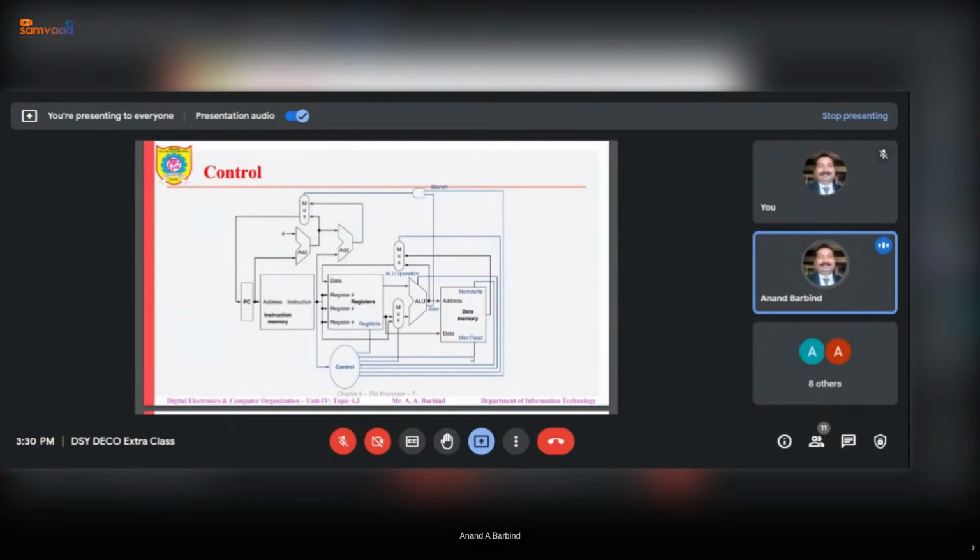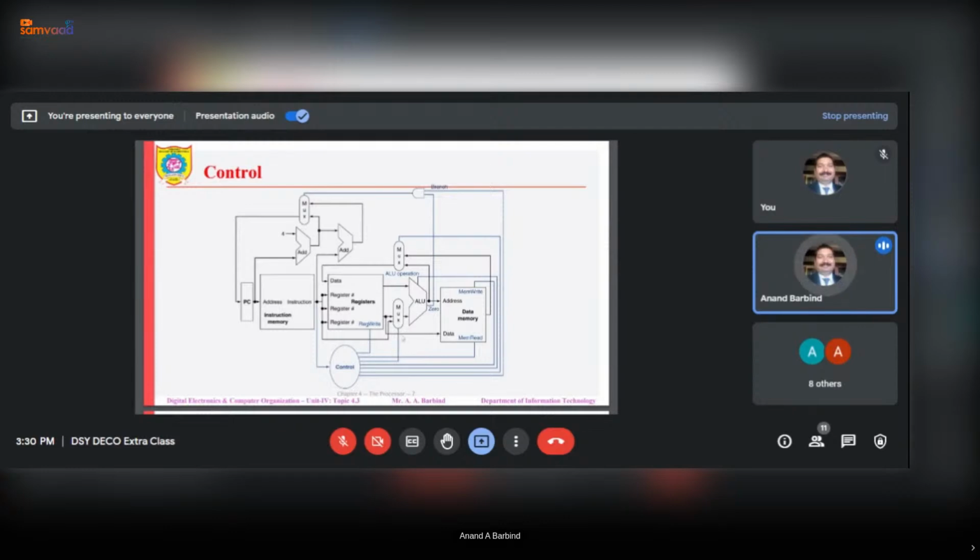If it is a store or load instruction, it will generate the appropriate control signal for the data memory: memory write will be generated for storing data into the data memory, whereas the memory read control signal will be generated when a load instruction is executing and the data is to be loaded from the memory into the register. For writing the data into the register, the write register control signal is generated. And of course the other control signals are generated. All control signals may not be shown here.